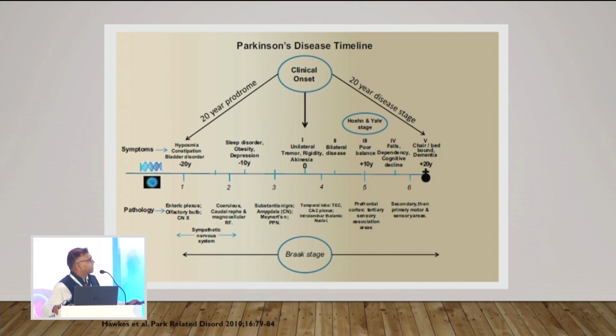Then the Hoehn and Yahr stage becomes important. Stage 1 is when the illness is unilateral: tremors, rigidity, and akinesia. Once the illness becomes bilateral, we call it HY stage 2. In stage 3, the pull test becomes positive, patients start having poor balance, and the illness is probably already 10 years or maybe less. Then you can see involvement of the prefrontal cortex and temporal lobe. In HY stage 4, the patient starts having falls, dependency and cognitive decline, and in stage 5, the patient is bed bound or wheelchair bound.